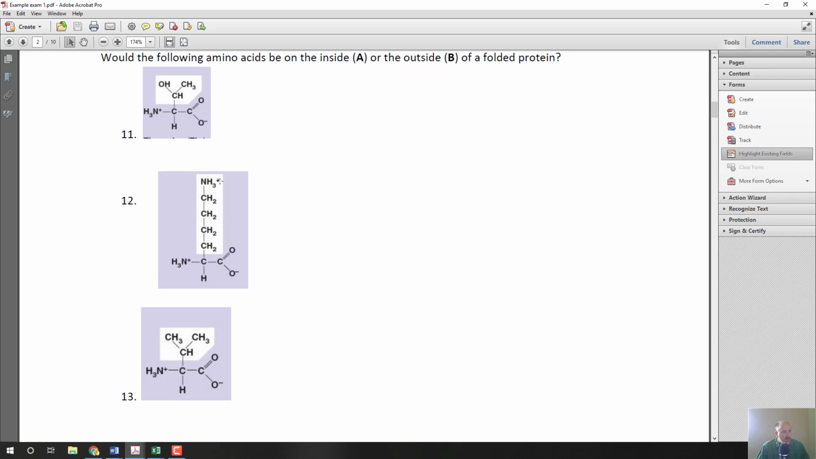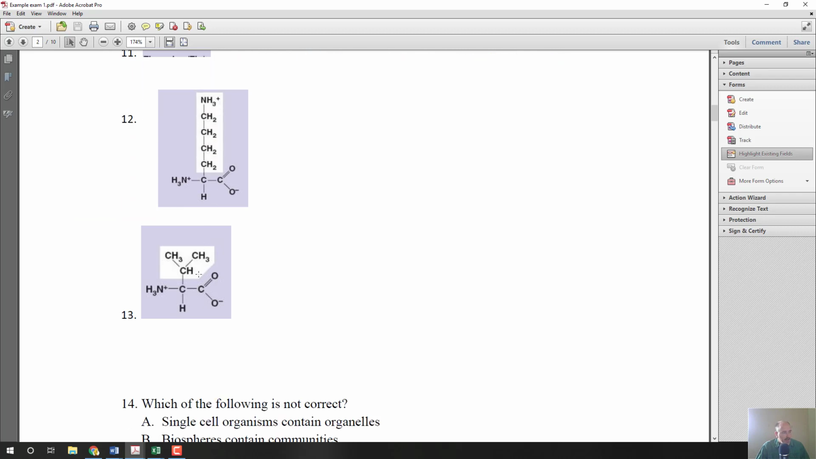This one, number 12, would also be on the outside. Even though there's lots of carbons and hydrogens here, there's an NH3 with a plus sign on it. That plus sign indicates that it has a charge. It would interact with water. It would be on the outside. Number 13, lots of carbons and hydrogens and nothing else. Carbons and hydrogens share electrons equally. They don't have a charge. They would be on the inside of a folded protein. They'd get away from water.